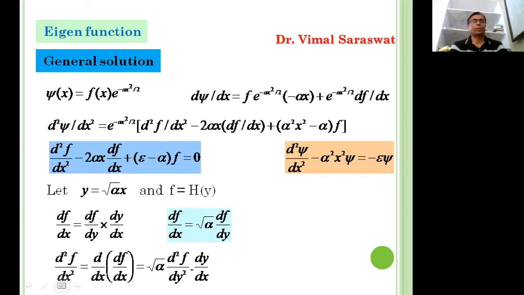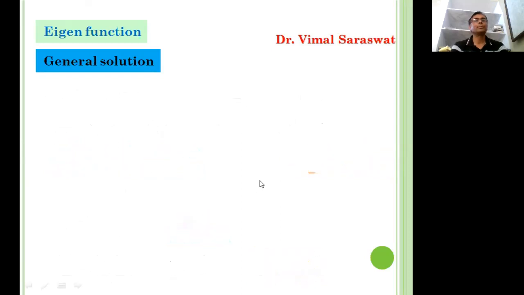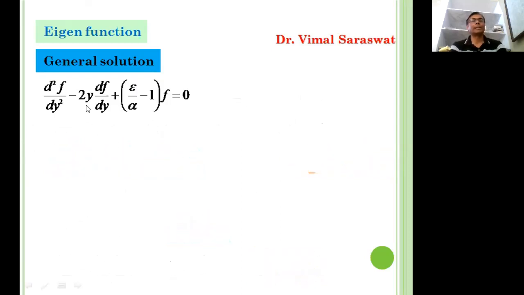Now d2f by dx2 is equal to d by dx of df by dx, or this will be root alpha d2f by dy2 into dy by dx. But dy by dx from here is root alpha. So if we substitute the value of dy by dx from here to here, then d2f by dx2 will be alpha d2f by dy2. Now if we substitute the value of d2f by dx2 from here to here, and df by dx from here to here, then the form of this equation will be d2f by dy2 minus 2y df by dy plus e by alpha minus 1 f is equal to 0.